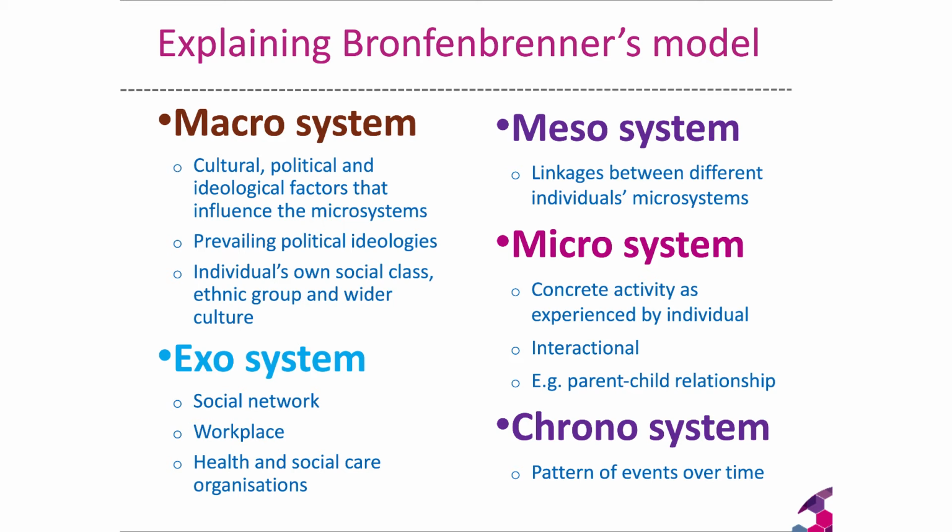The exosystem is the social network, the workplace people are working in, and the health and social care and other organizations that are there to support them. The mesosystem is, as I said before, the linkages between different individuals' microsystems. The microsystem is the concrete activity as experienced by individuals in terms of their relationships with others. For example, a parent and child relationship, that is part of the microsystem that affects people's health and well-being. And then the chronosystem is the patterns of events over time.